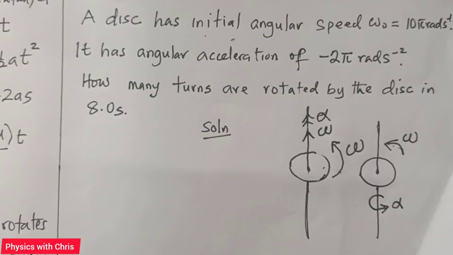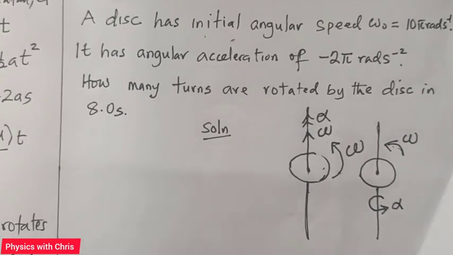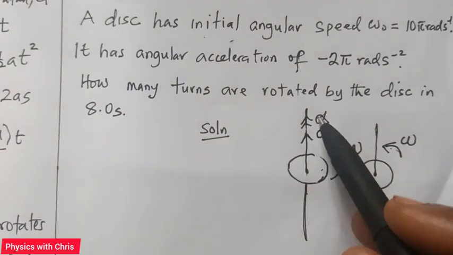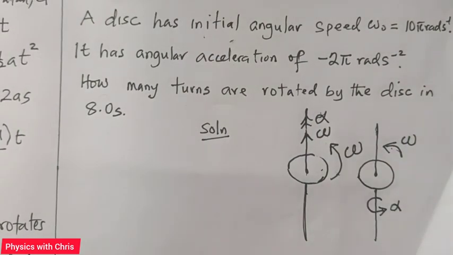This is a case of deceleration. Just like in linear motion, when the direction of the acceleration is opposite to the direction of motion, the body starts decelerating, that is slowing down. So that is what applies here. If both are in the same direction, it means the body is moving with increasing angular velocity. But in opposite direction, it means the body is slowing down.